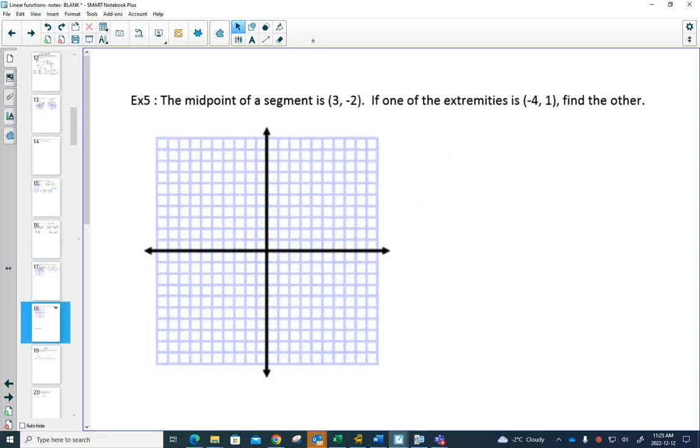Okay, try this one on your own. I'm going to draw it out for you. 3, negative 2. Negative 4, comma 1. Whoops.